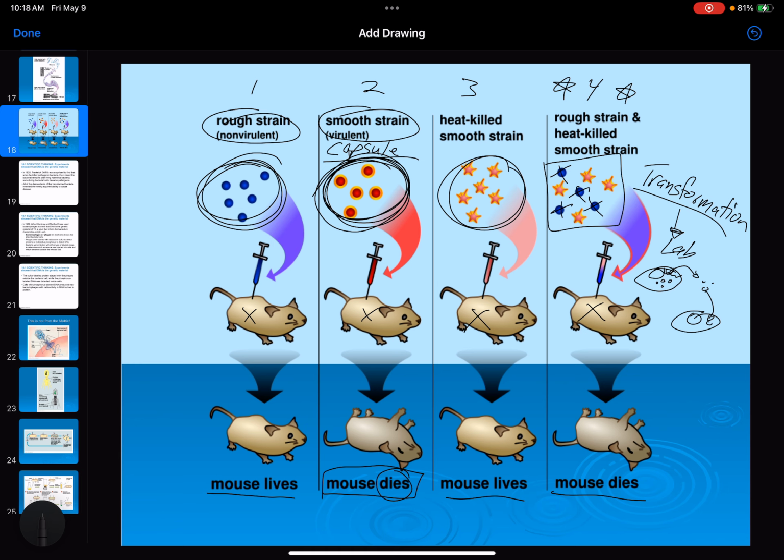The smooth strain that was heat killed and turned into a soup contained a bunch of little plasmids. And when we mixed that liquid with the rough strain, they took in the plasmids, and now they're able to produce a capsule around themselves that protected them from white blood cells. So they became genetically transformed. It turns out that in nature, genetic modification happens naturally. Nature creates GMOs.